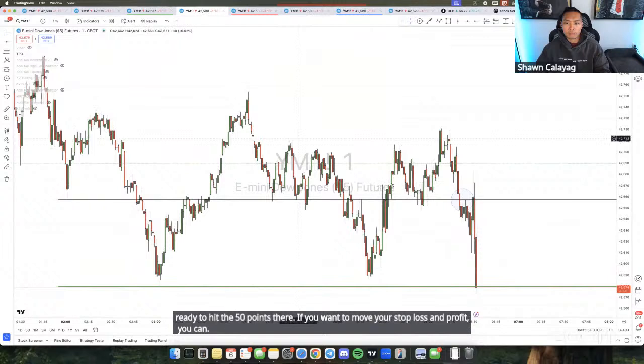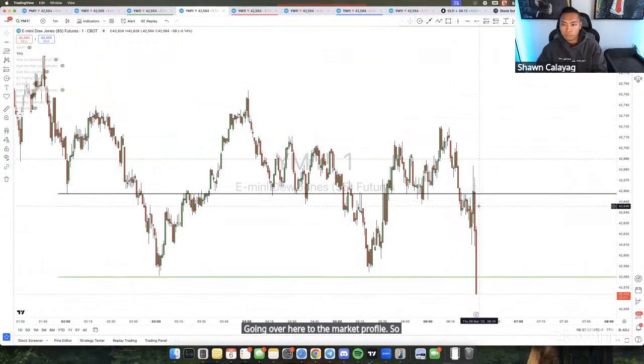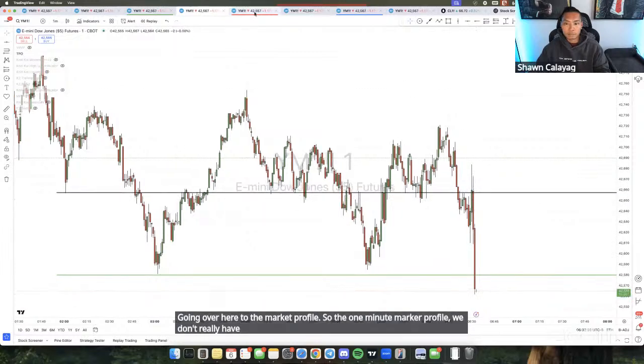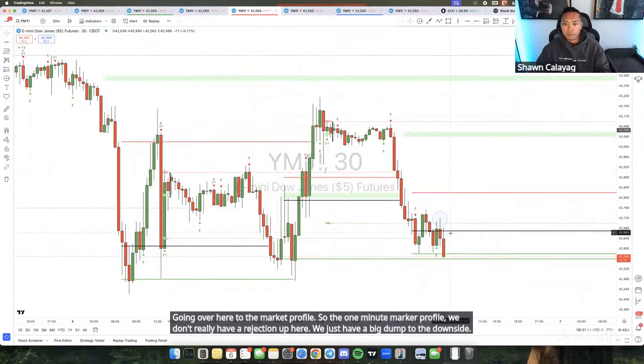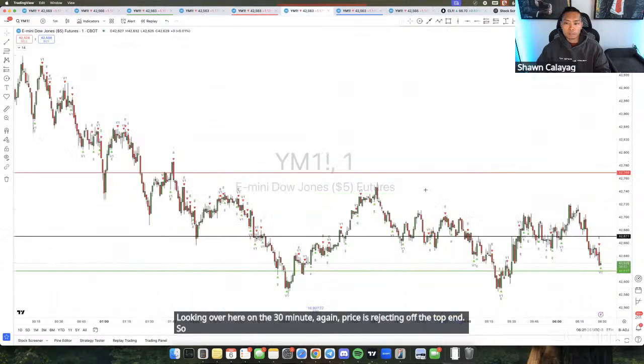Going over here to the market profile. On the 1 minute market profile, we don't really have a rejection up here. We just have a big dump to the downside. Looking over here on the 30-minute, again, price is rejecting off the top end. So sells are still looking good right now.